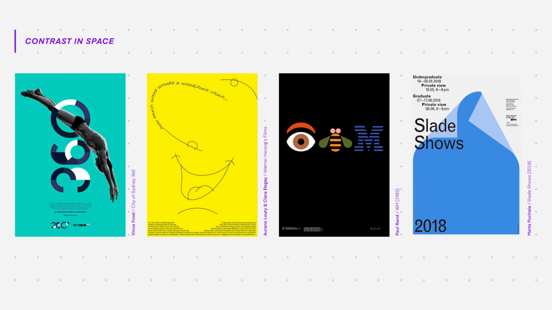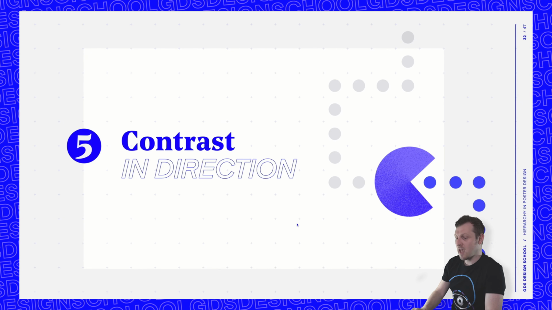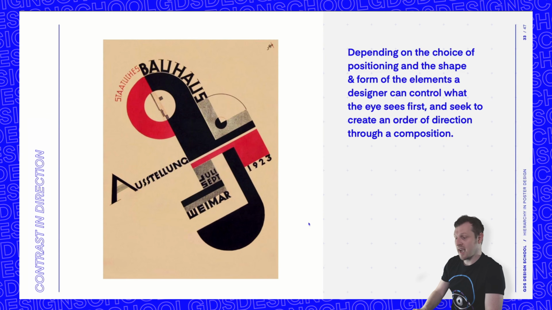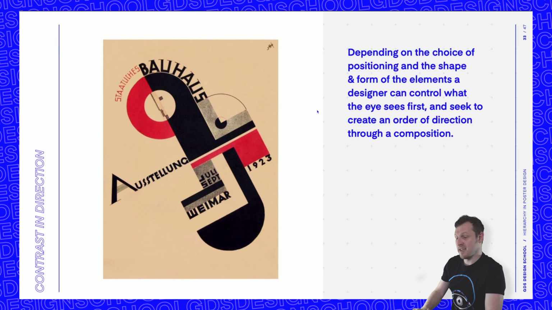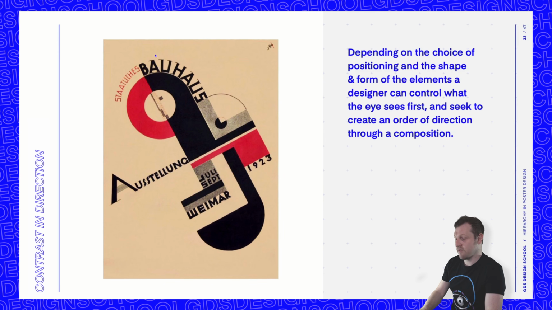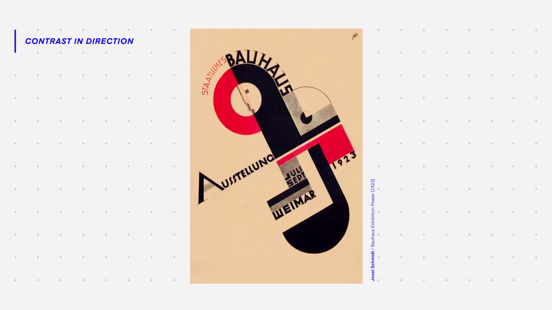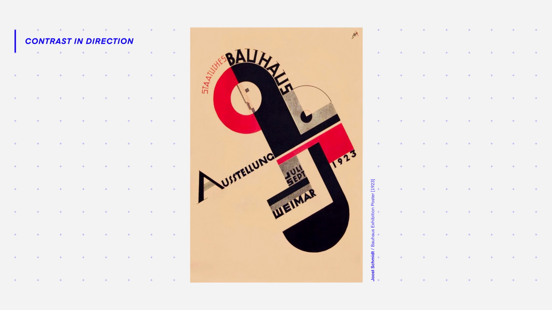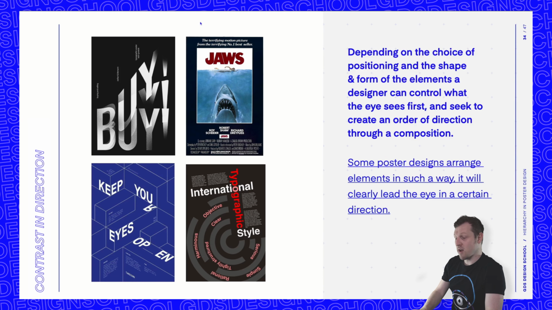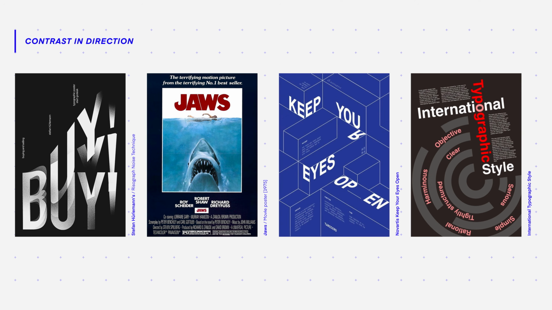So the last way hierarchy can be achieved is contrast in direction. Depending on the choice of positioning and shape and form of the elements, a designer can control what the eye sees first, and seek to create an order of direction through a composition. Some poster designs arrange elements in such a way it will clearly lead the eye in a certain direction.